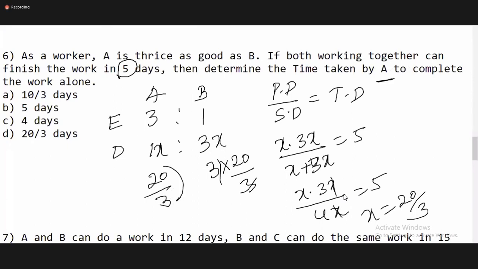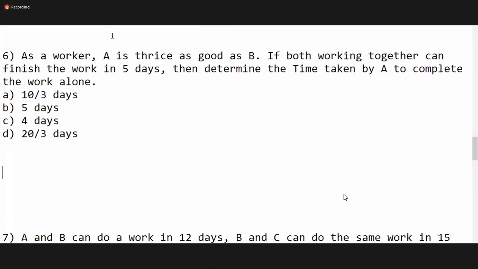What is your question? A can complete the work in how many days? 20 by 3 days. It's 20 by 3, it's not 10 by 3. Okay, 20 by 3 is going to be the correct answer. So that completes our solution. Let's go to the next one.